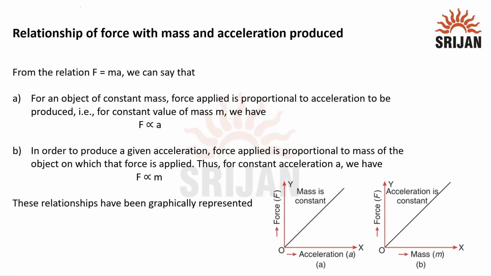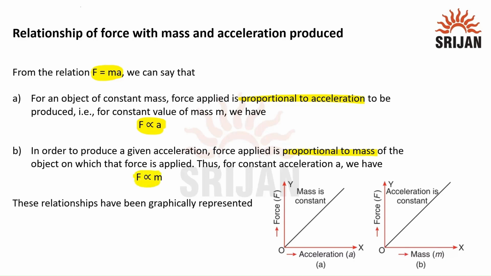That is the previous relation that we have derived. Now that we have derived the formula for force, we can talk about the relationship of force with mass and acceleration. So we know that F is equal to ma. From this formula, we can conclude two things. The first thing is, for an object of constant mass, force applied is proportional to acceleration. That is, force is directly proportional to acceleration. And the second thing is, in order to produce a given acceleration, the force applied is proportional to mass. So the force is directly proportional to mass also.